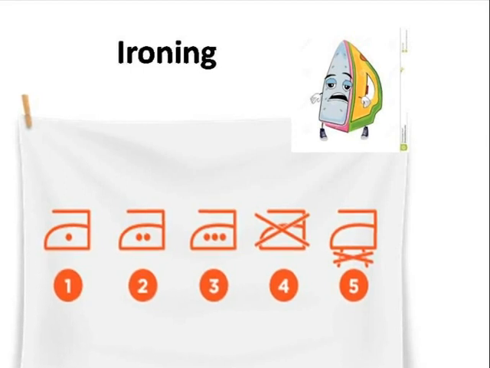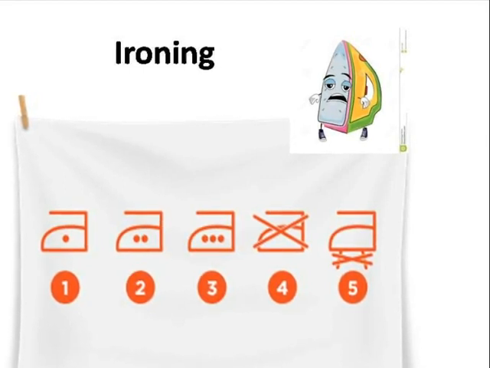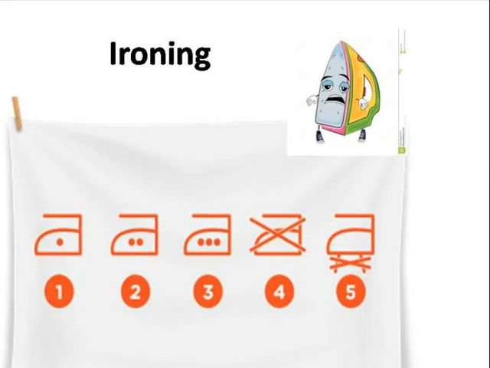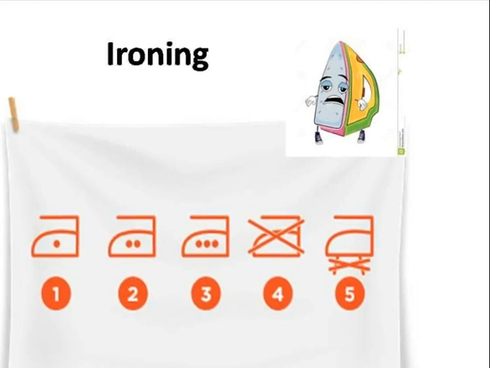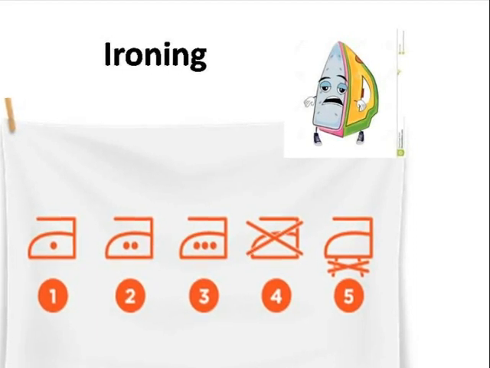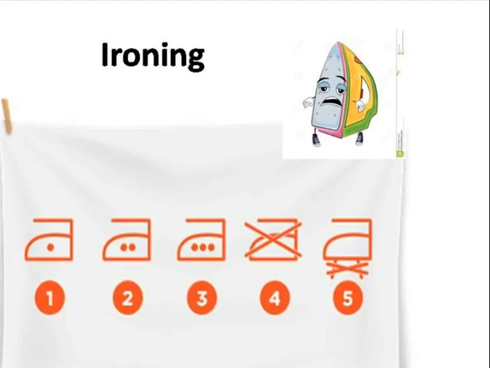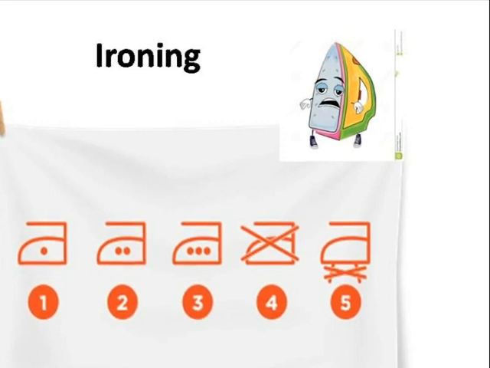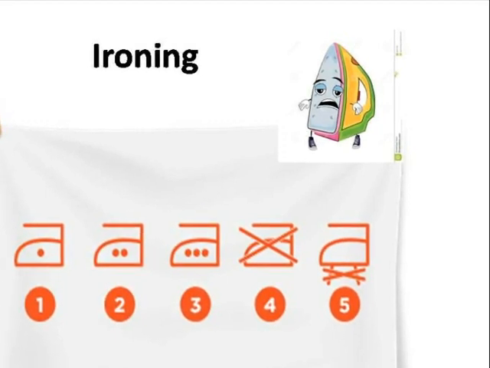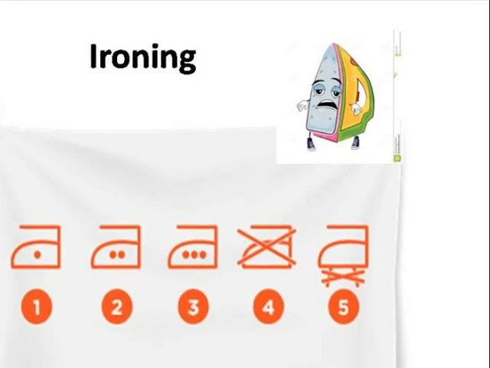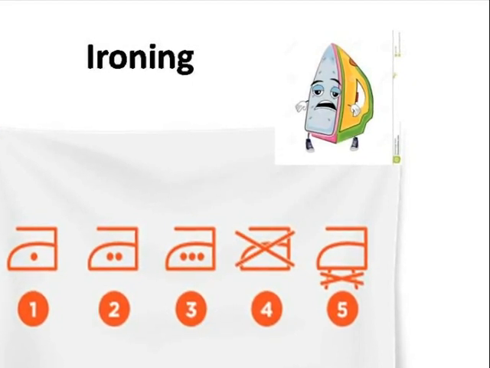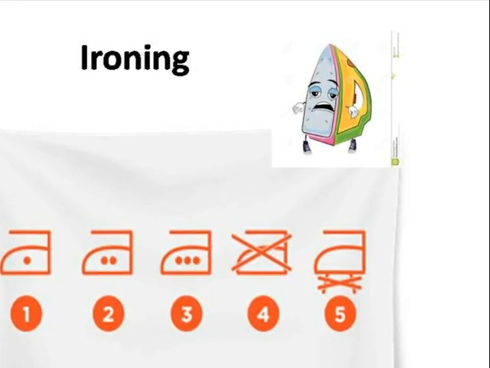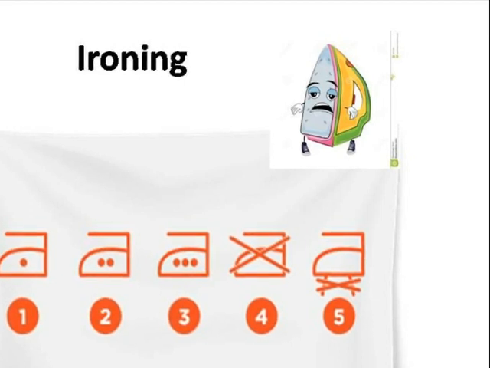The first symbol, an iron with a single dot, indicates low iron, 2 dots indicate medium iron, and 3 dots in the iron indicate high iron. The fourth symbol, an iron with a cross, indicates do not iron, or your product will be easily damaged by even a little heat. In the fifth symbol, there is a cross under the iron, which indicates that it should not be steam pressed, or your product will be easily damaged by the steam of the iron.